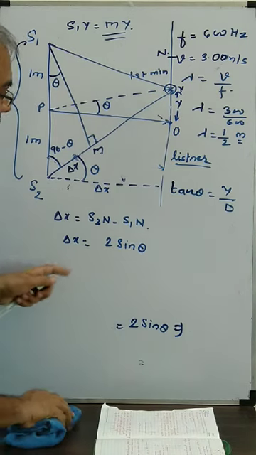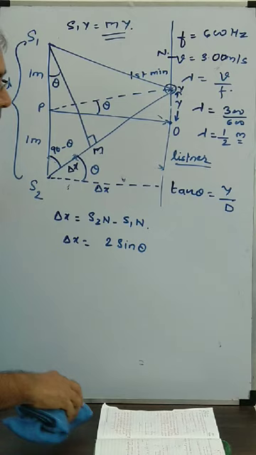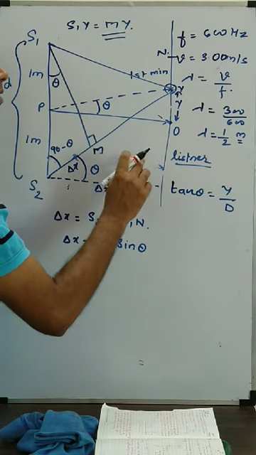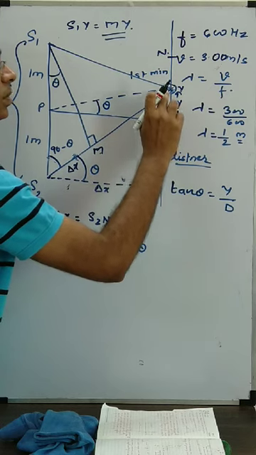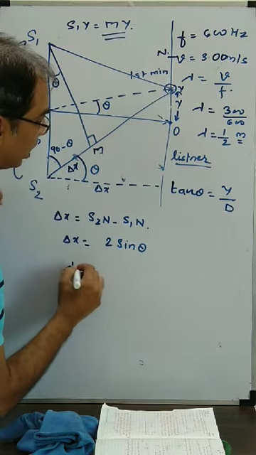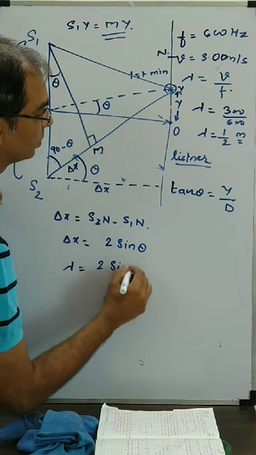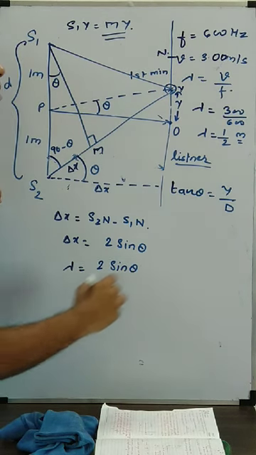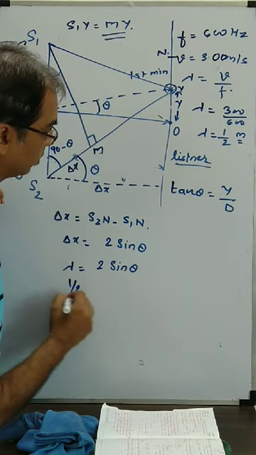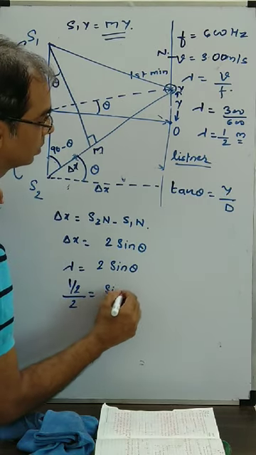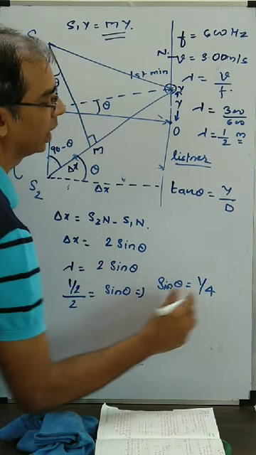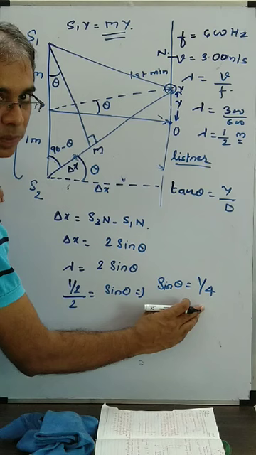But what will change? Delta x, because this time we are searching maximum intensity. Which maximum intensity? First maximum intensity. Why first? Because it's coming after 0, this is first minima, then first maximum. Okay, so here is lambda equal to 2 sin theta. Okay, now what is lambda? Lambda is 1 by 2. So 1 by 2 equal to sin theta. Okay, so sin theta is 1 by 4. So we got already the angle at which we are going to get first maximum.